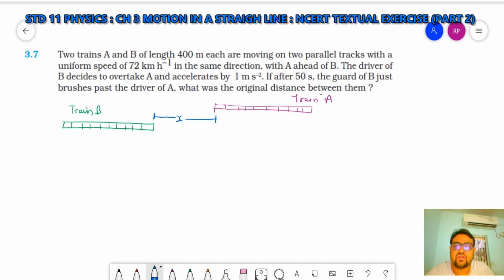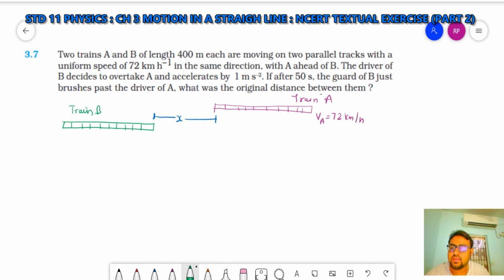Now the driver of B decides to overtake A and accelerates by 1 meter per second square. So first, the velocity is given as 72 kilometer per hour, meaning the velocity of A is 72 kilometer per hour.